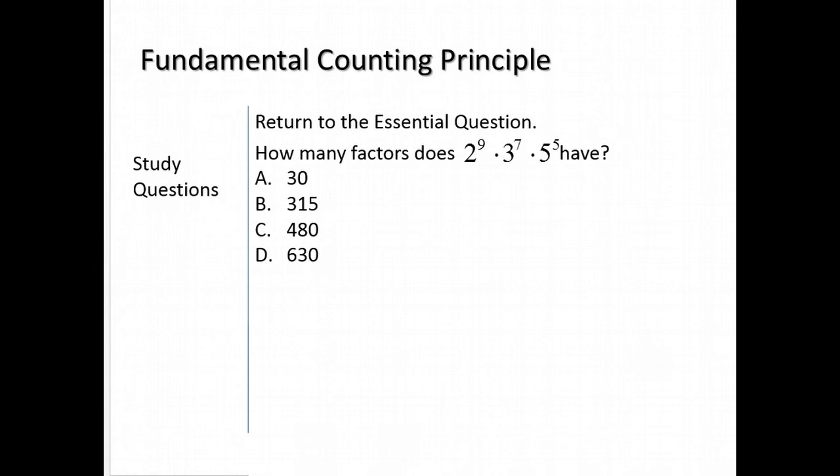Because a number to the 0 power is also an option, that 9 would change to a 10, the 7 would change to an 8, and the 5 would change to a 6. So you'd multiply 10 times 8 times 6, and that would give you C, 480, as your answer.